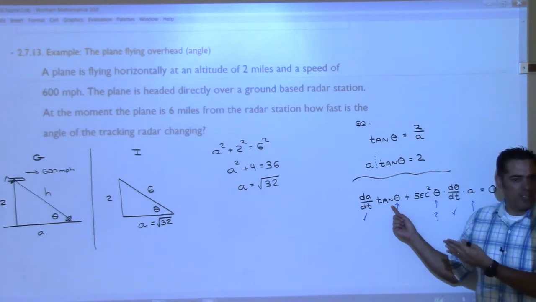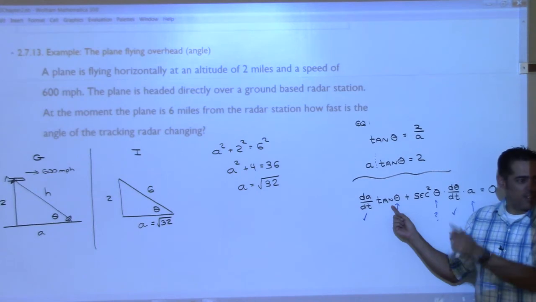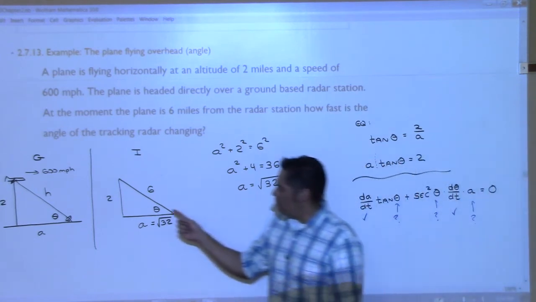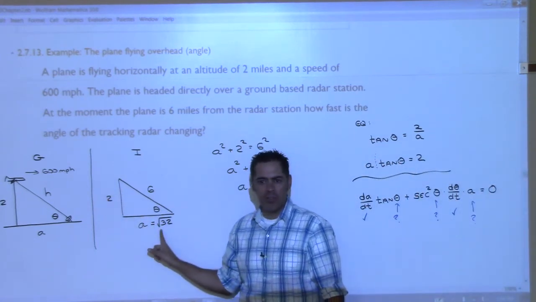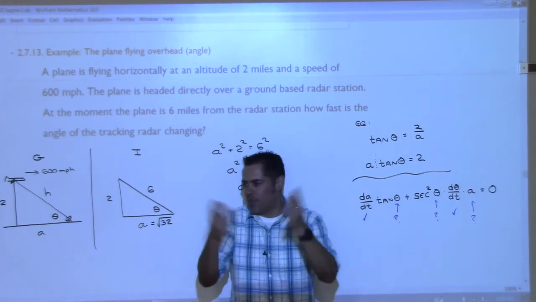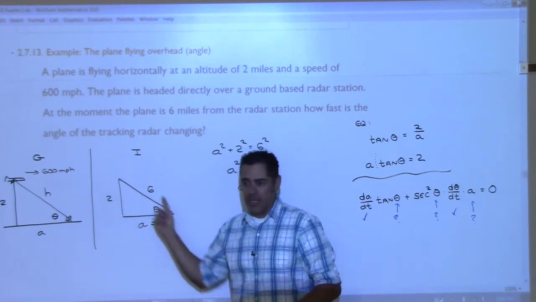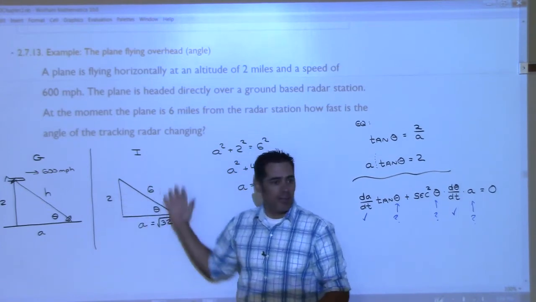Tangent, by definition, is opposite over adjacent, right? So tangent of theta is 2 over root 32. Right? I don't need to go figure out that theta is like 37 degrees. I don't need to know that. I just need to know what the tangent of it is. And I can get it by just looking at the triangle.